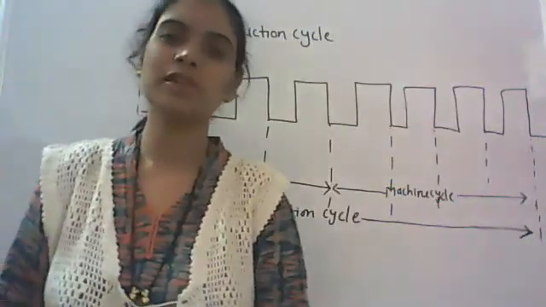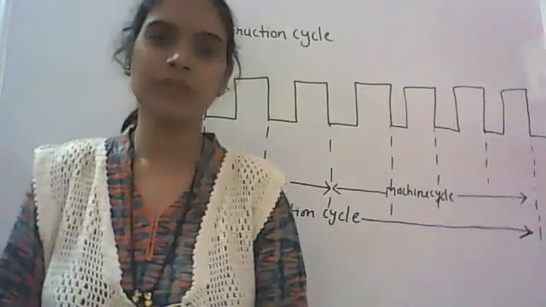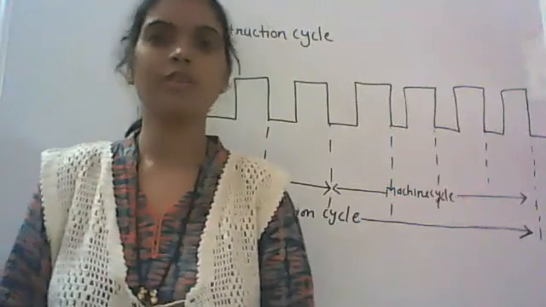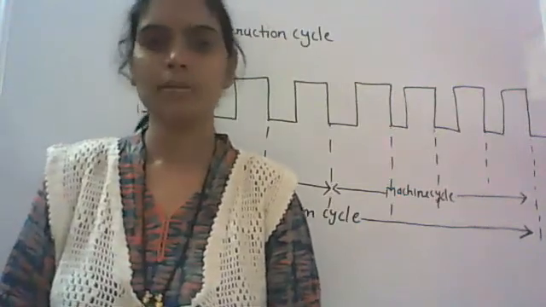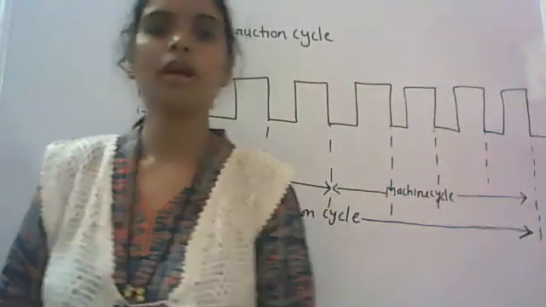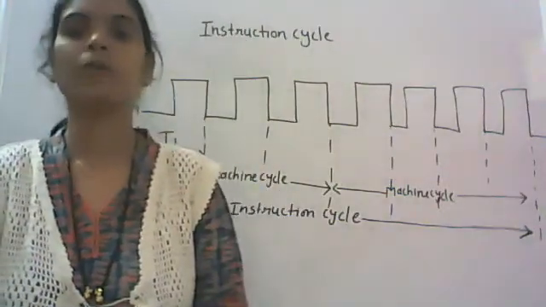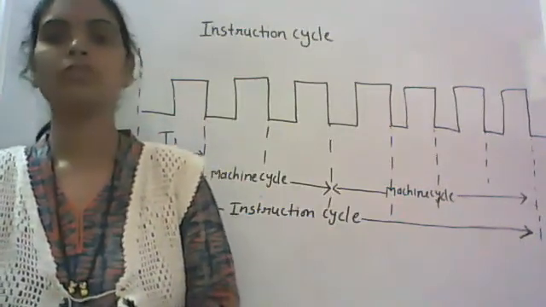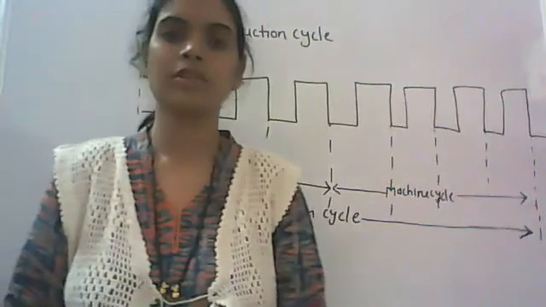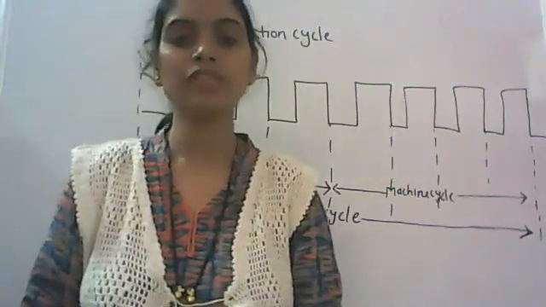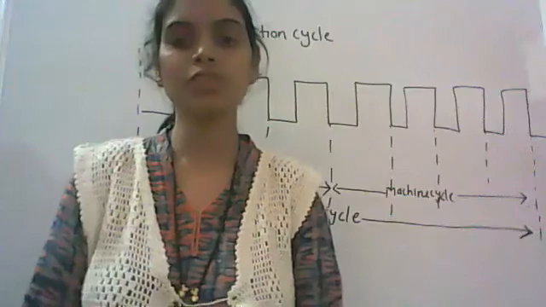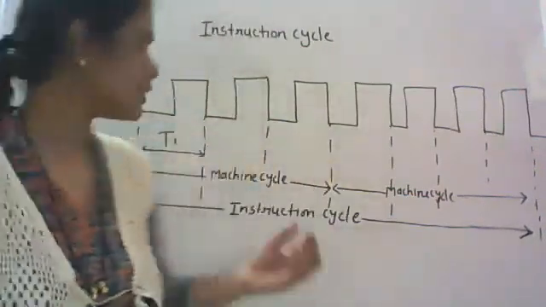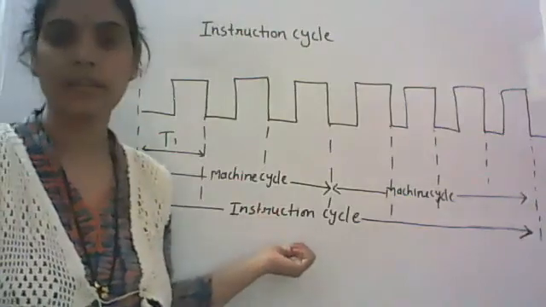Students, in the previous lecture we learned the block diagram of the 8085 microprocessor and various registers and units of the 8085 microprocessor. During normal operation, the microprocessor sequentially fetches, decodes and executes instructions one after another. The fetching, decoding and execution of a single instruction is the instruction cycle.